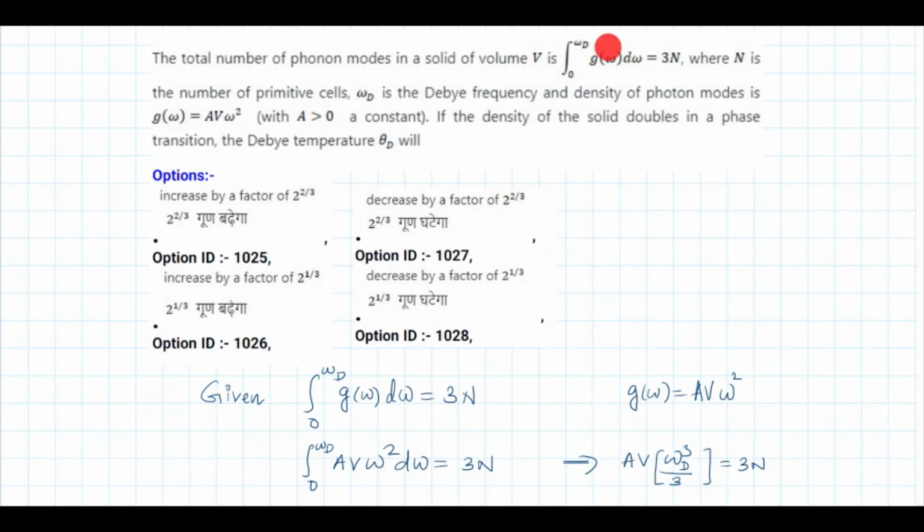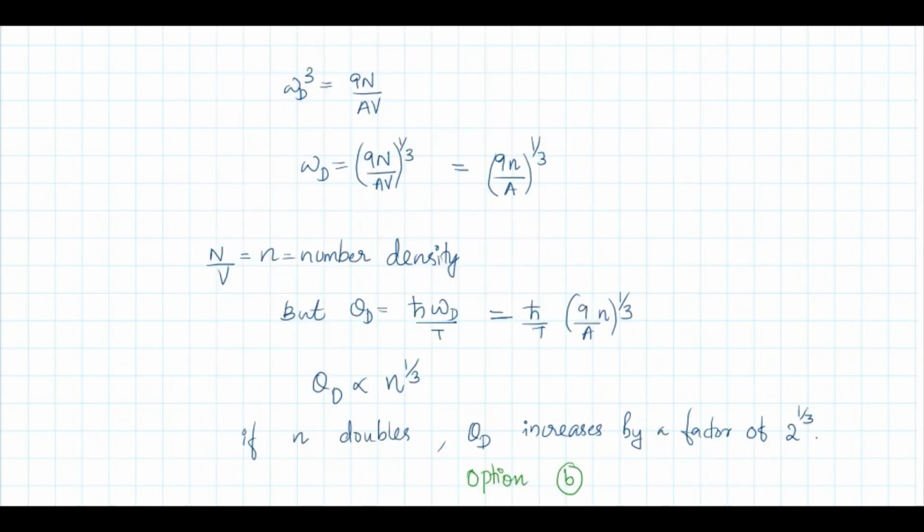Already this integral is given, 0 to omega d g of omega d omega equal to 3n. g of omega is also given as a V omega square. Substituting this value here, you will get a V into omega d cube divided by 3 equal to 3n. So omega d cube is 9n by aV. Omega d is 9 by a, and this n by V you can write as small n, number density. So it is 9n divided by a, where n is number density, whole raised to 1 by 3.